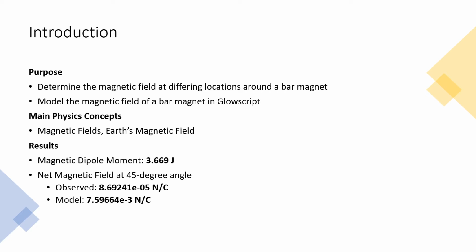The general results were that the magnetic dipole moment was found to be 3.669 joules, and the net magnetic field observed from a 45-degree angle was 8.69 times 10 to the negative 5 newtons per coulomb, with the model predicting 7.5966 e to the negative 3 newtons per coulomb.